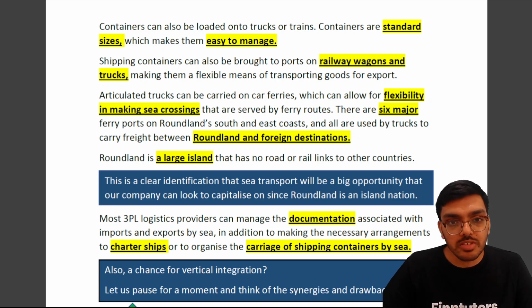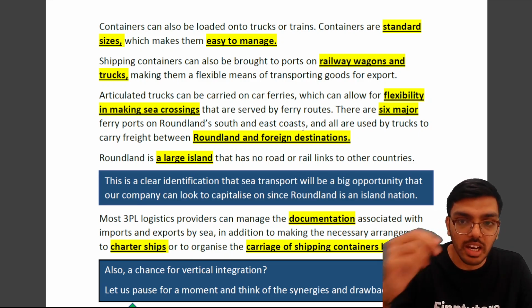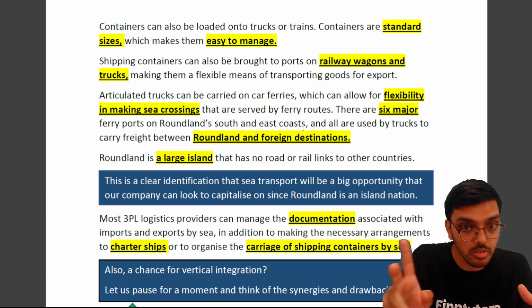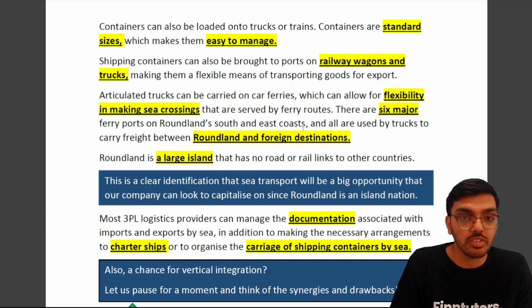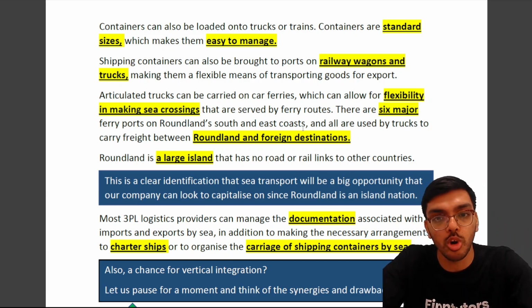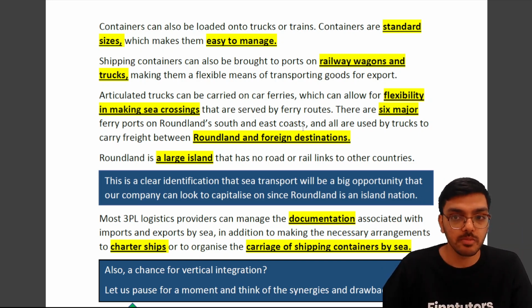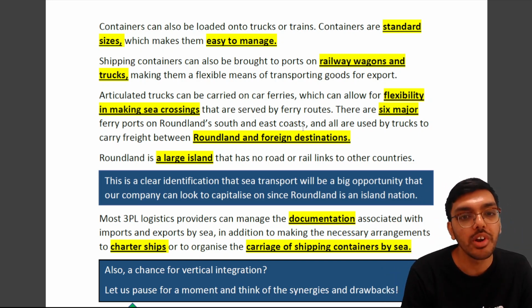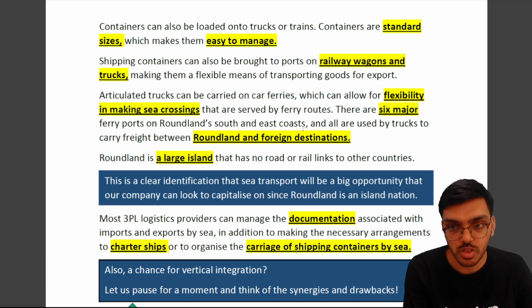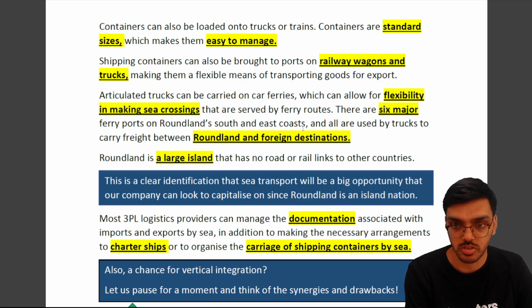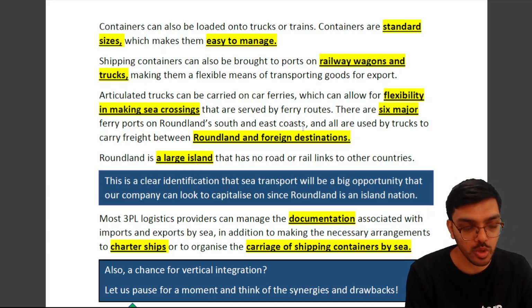Now, articulated trucks themselves, not your rigid trucks, but articulated trucks, can be carried on car ferries, which allow flexibility in making sea crossings. You load them onto a ferry, and you can cross seas with that truck itself. There are 6 major ferry ports on Roundland's south and east coasts, and all are used by trucks to carry freight between Roundland and foreign destinations.